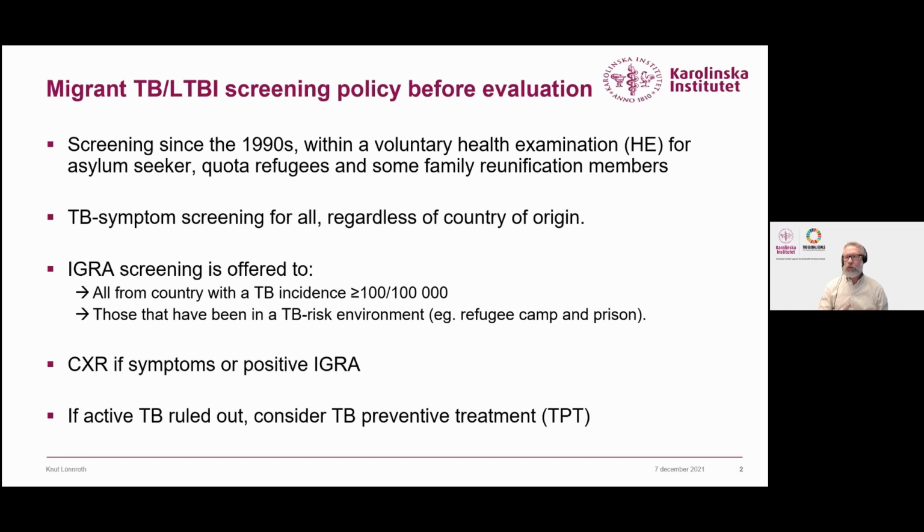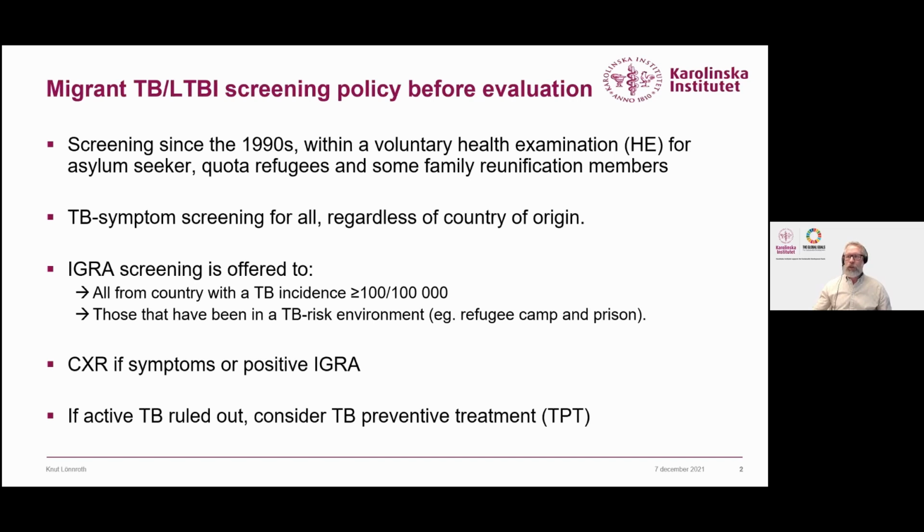Also, those that have a history of being in a refugee camp or imprisoned along the migration route or any other clear exposures, there is also a recommendation to do an IGRA. Chest X-rays are then offered if IGRA is positive, or of course if there are symptoms. Now, if active TB is ruled out, then comes the question of putting people on TB preventive treatment.